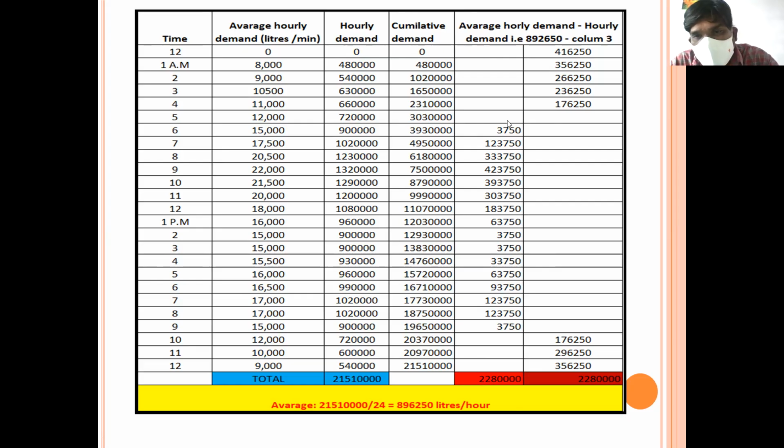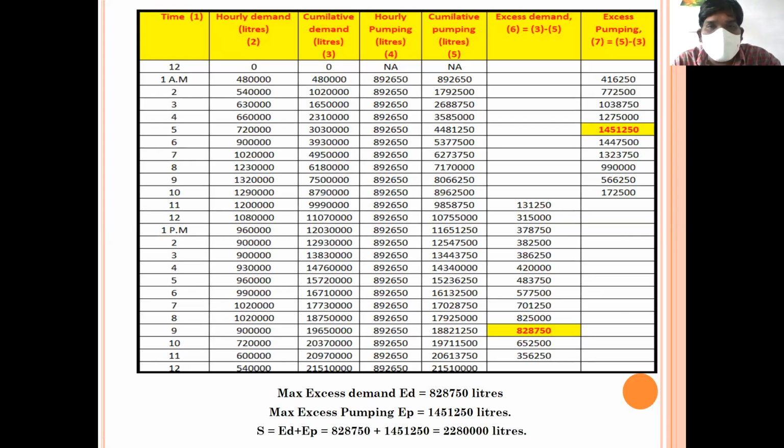3750. Have a look. The required average is 8,96,250, but the demand is 9 lakhs. Understand? We have an average pumping of 8,96,250, but demand at 6 o'clock is 9 lakhs. That means still we need 3,750 liters. Understand? See, average pumping.